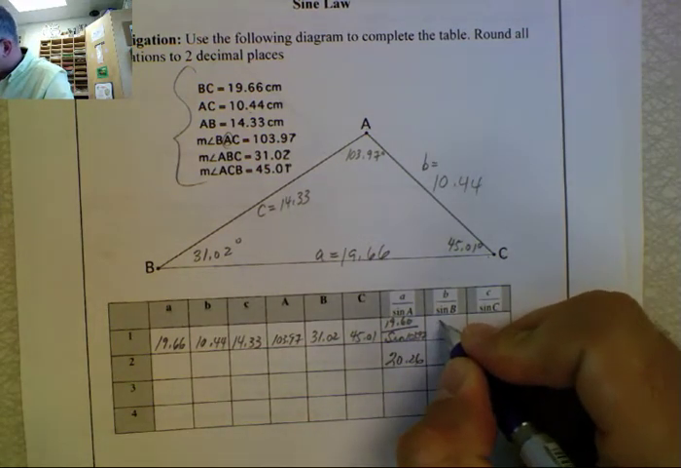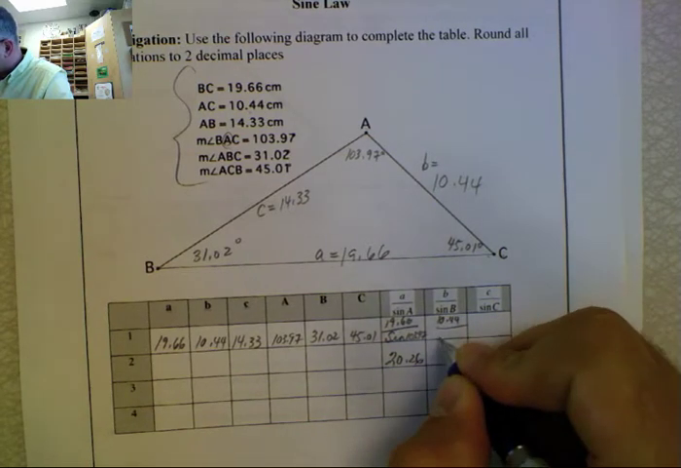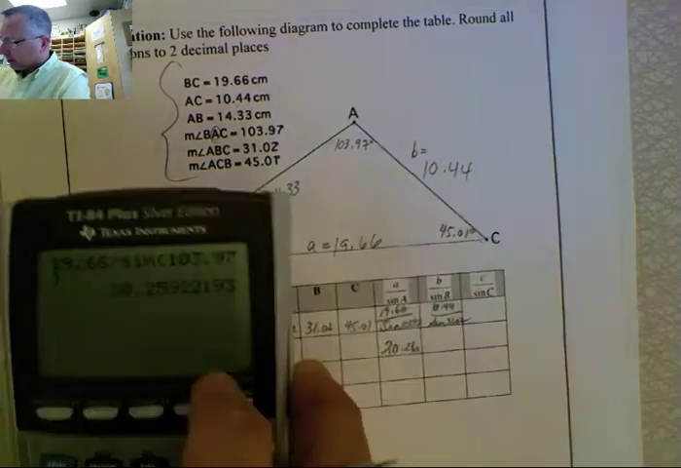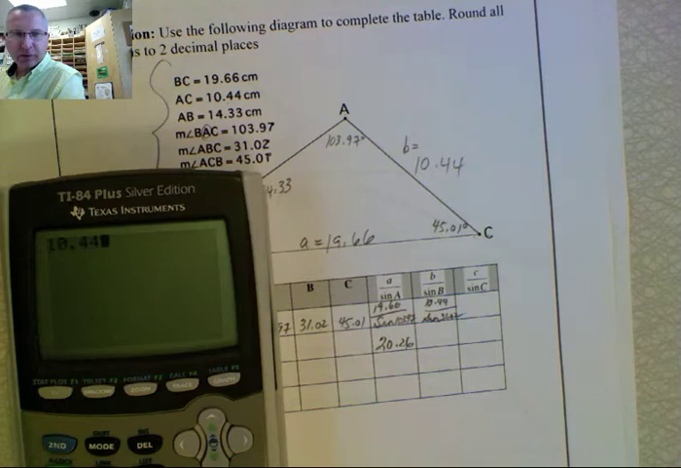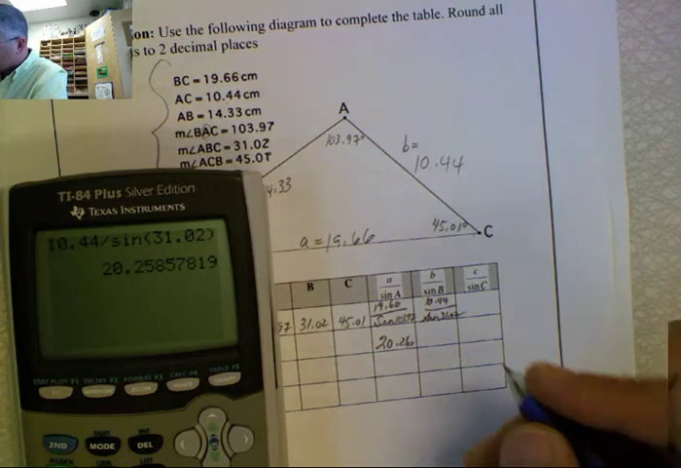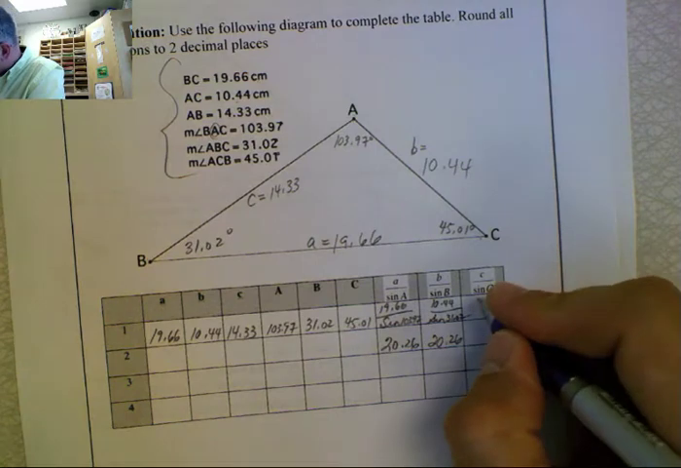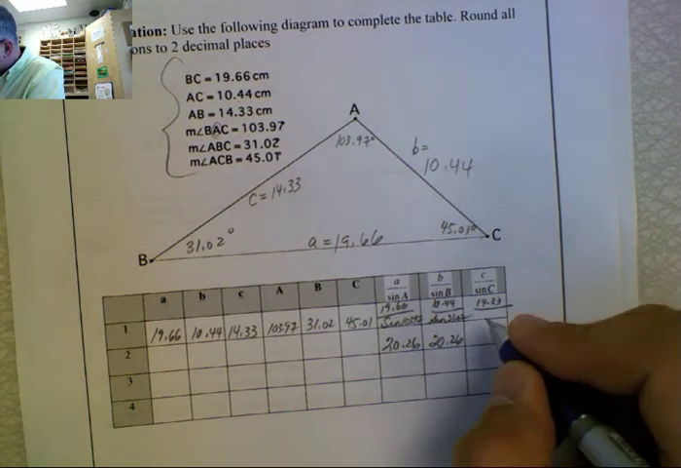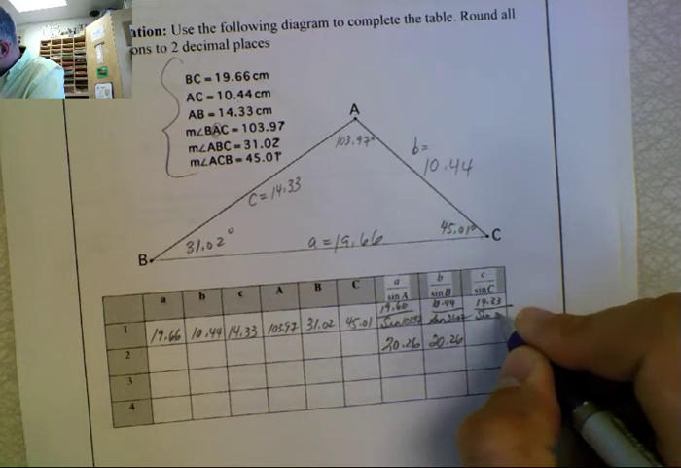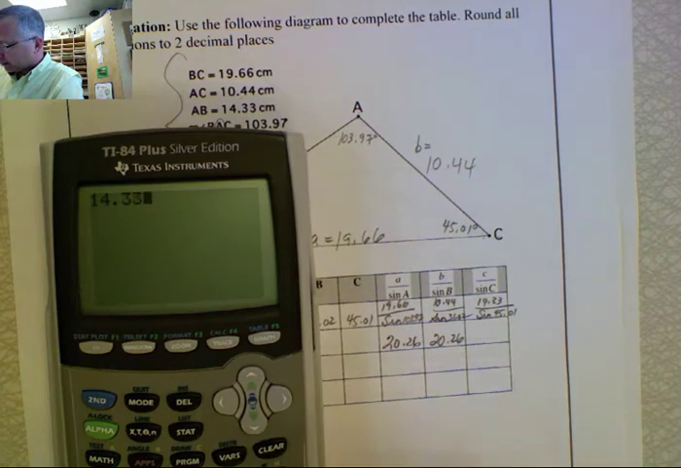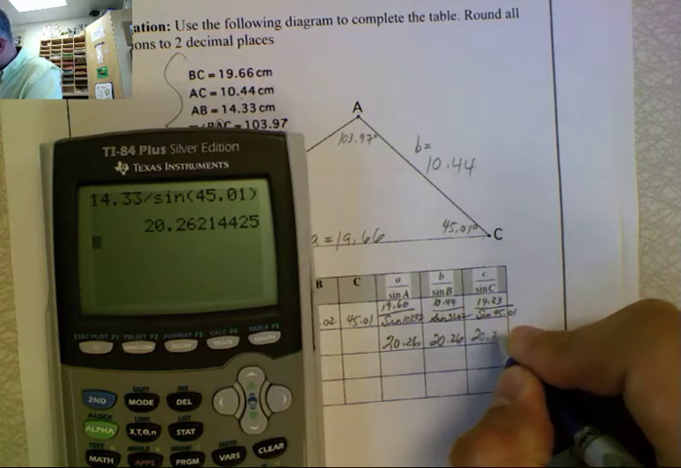We take b, which is 10.44, and divide it by the sine of B, which is 31.02. 10.44 divided by the sine of 31.02 gives us 20.26. And if we take c, which is 14.33, and divide it by the sine of angle C, which is 45.01, we get 20.26.